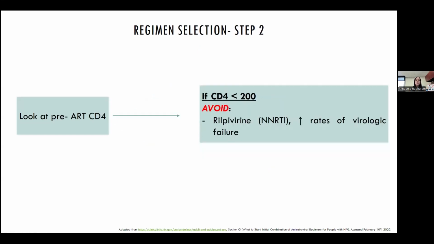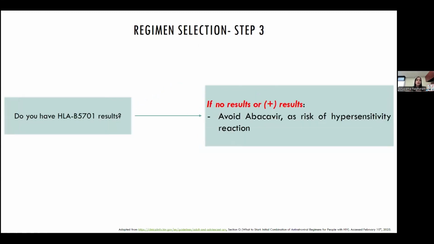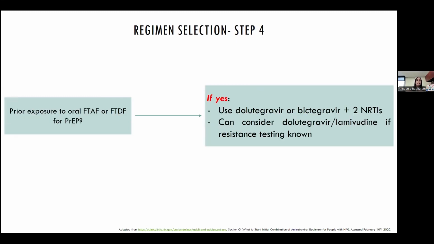So what about if you're looking for something else outside of those main regimens, you can also look at your pre-ART CD4. If your CD4 is very low, below 200, don't use rilpivirine because there are increased rates of failure, but you can consider other drugs from that class, which we reviewed. If you're looking for something else again and you're trying to use abacavir, remember you need to have your HLA B5701 results. If you don't have results or if the result is positive, you cannot use abacavir, right? And then this one we already talked about, so I'm going to skip a little bit.